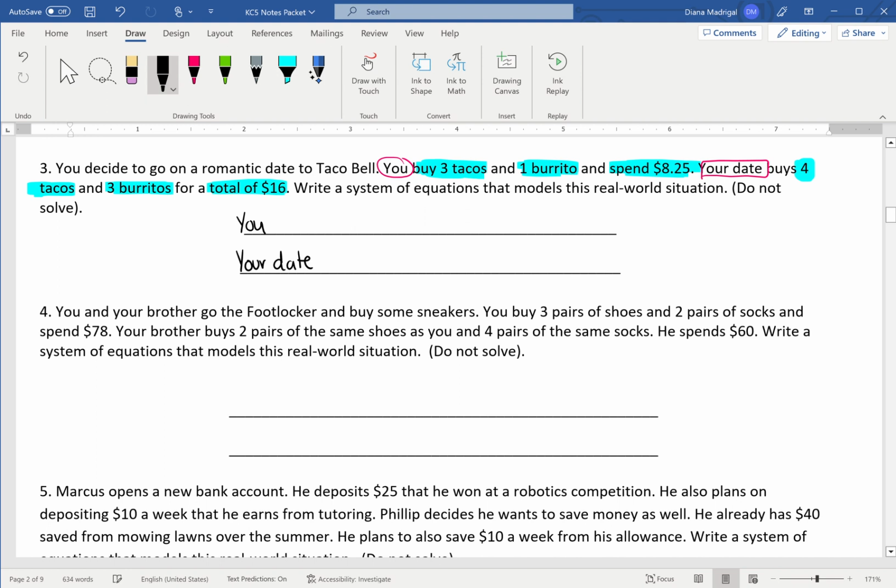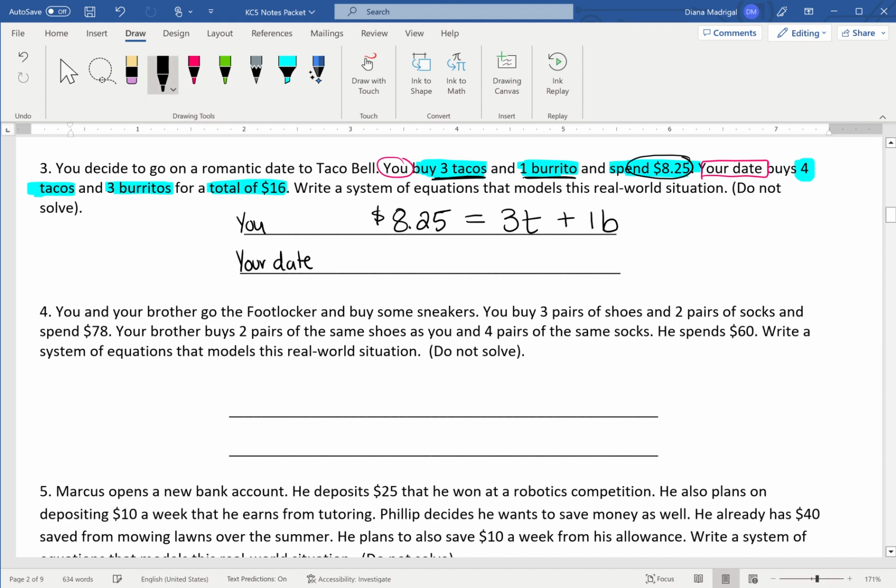Okay? Once again, you start with the total. Ask yourself, what is the total? Well, for you, you spend $8.25, so it's going to be $825. Okay? That's how much you spend. What did you spend it on? You spent it on 3 tacos with 1 burrito.